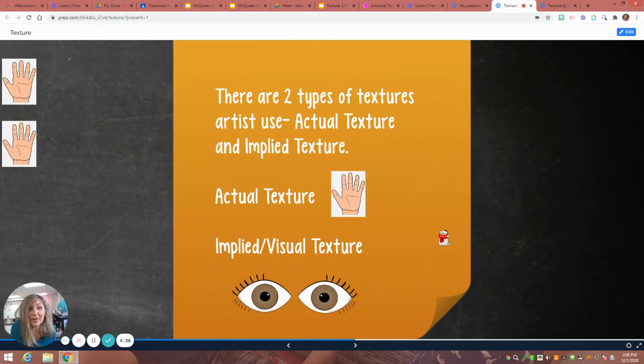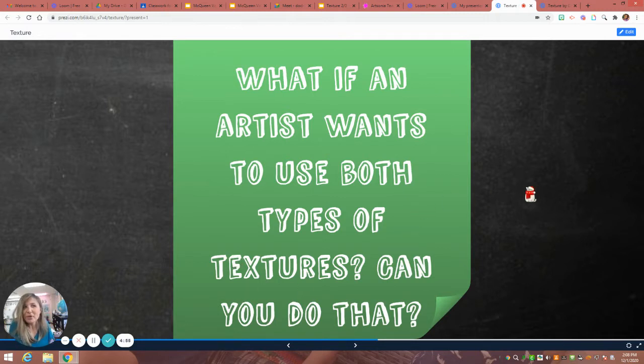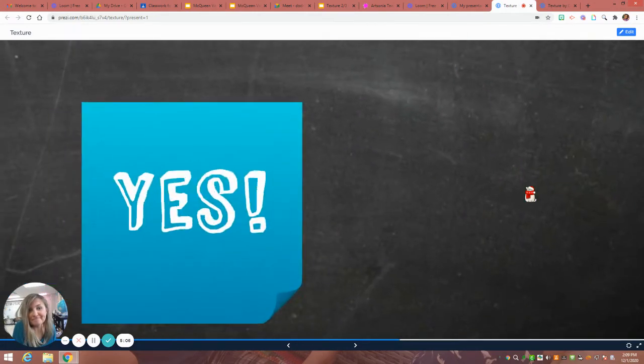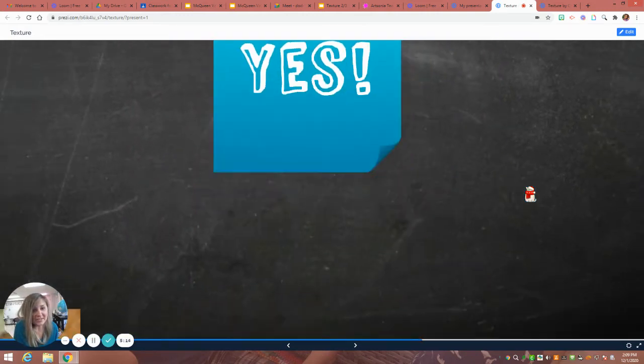So just to recap, there are 2 types of textures that artists use: actual texture and implied texture. Actual texture is texture that you can touch with your hands, and implied texture or visual texture is texture that your eyes can see. So here's a question. What if an artist wants to use both types of textures? Can they do it? What do you think? Yes, they can.